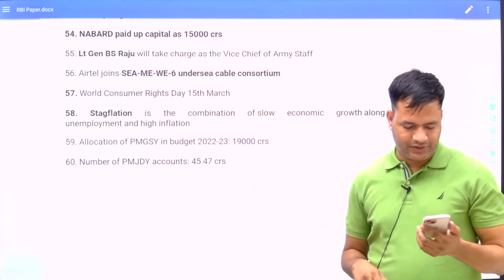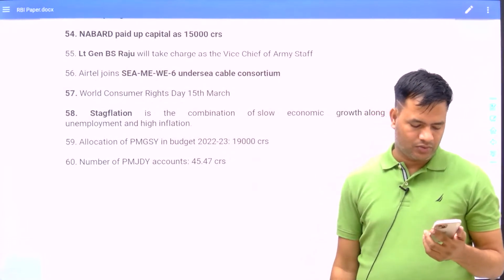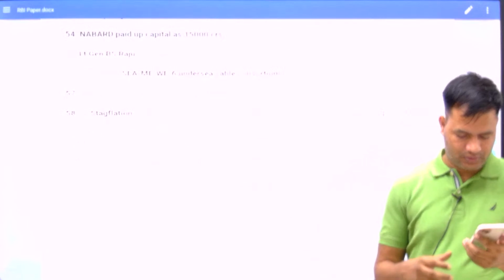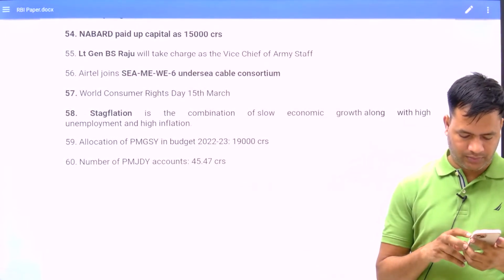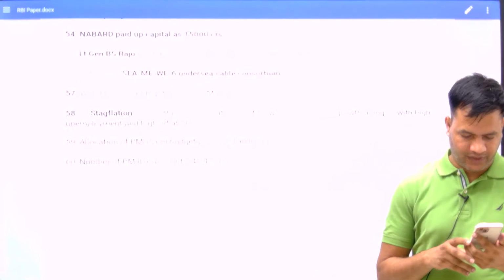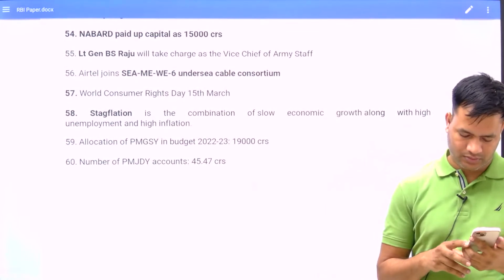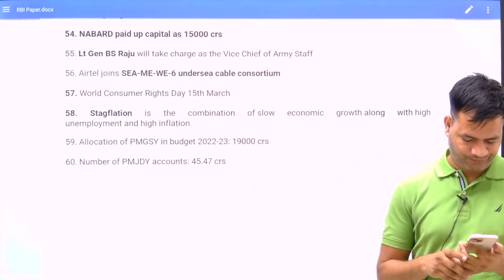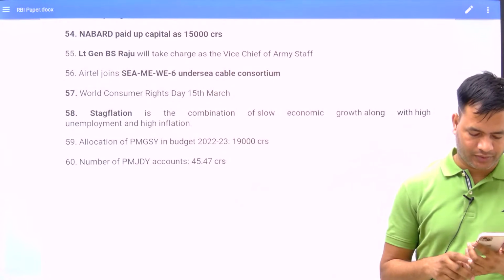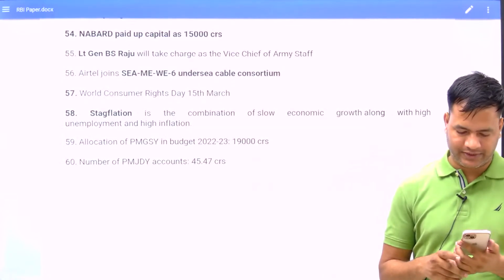Yes, we have discussed all these questions. 45 correct, 15 wrong. Very good attempt. 42 right. What is your score in other sections?